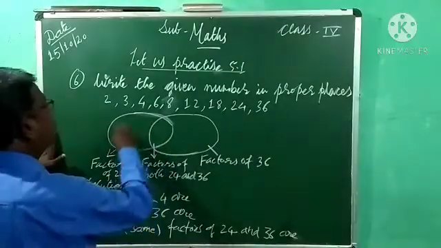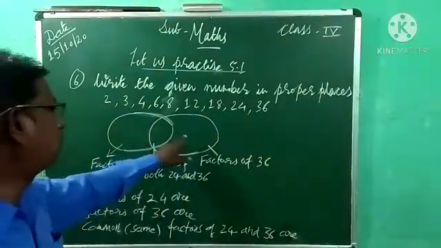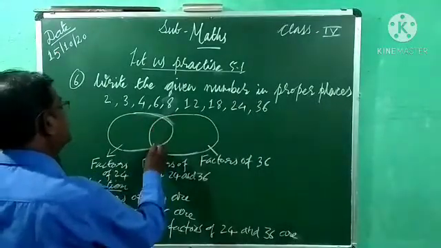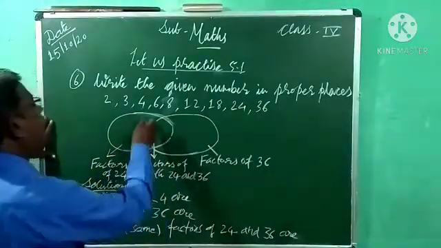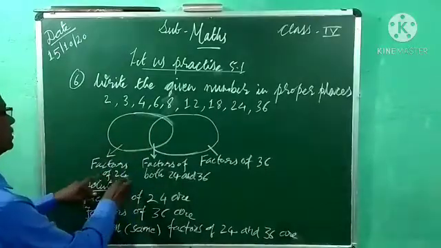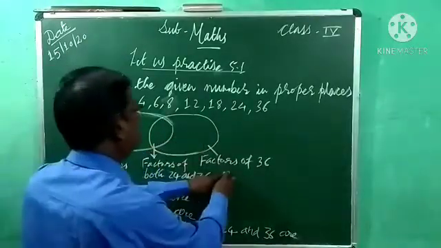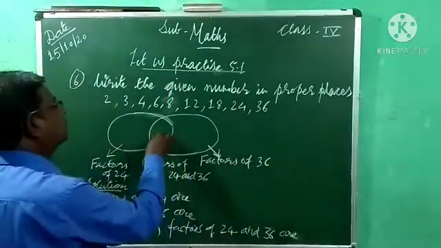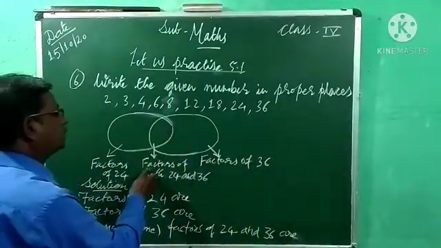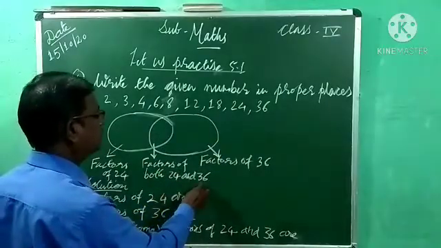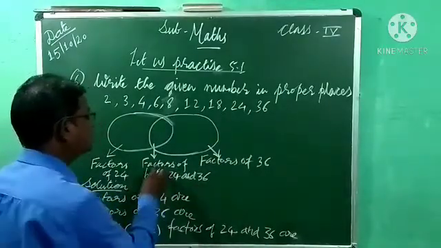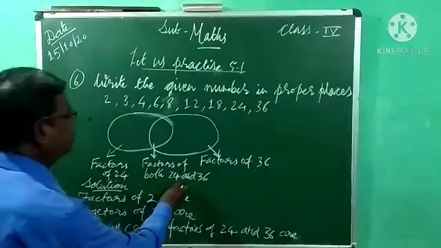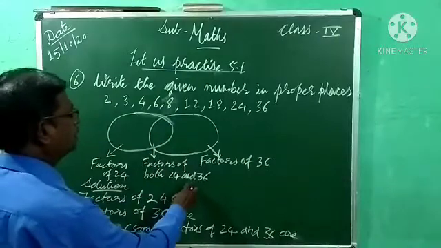Now here two ovals were given. These are the figures of ovals and both cut each other; they are intersecting here. In this oval, in these boxes, we write factors of 24. And here we write factors of 36. And in this intersecting box we write factors of both 24 and 36, which means common factors of 24 and 36.